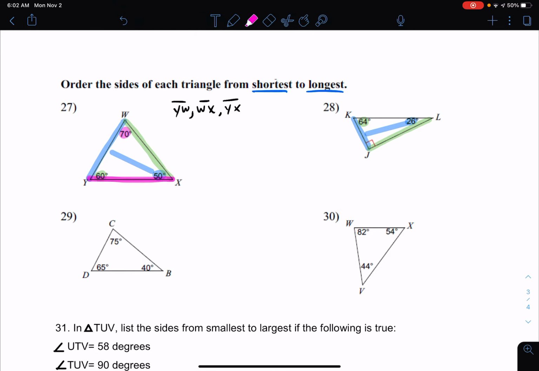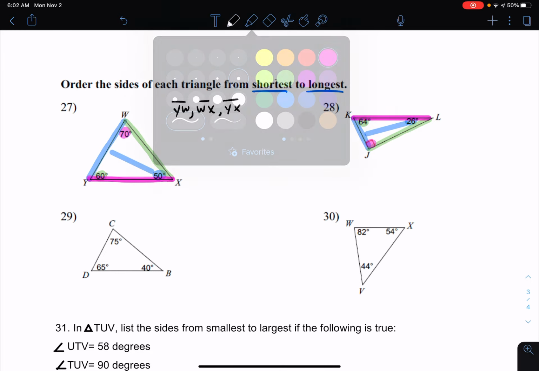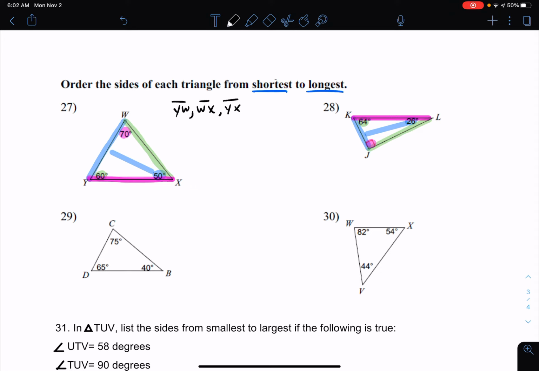And my largest angle is the 90-degree angle right there. So that means this guy right here. All right, now we actually just write that out. So blue, green, then pink. Blue, green, pink. So my blue is KJ. My green is JL. And my largest side is KL. And I'm all done. I'll let you guys do 19 and 30.